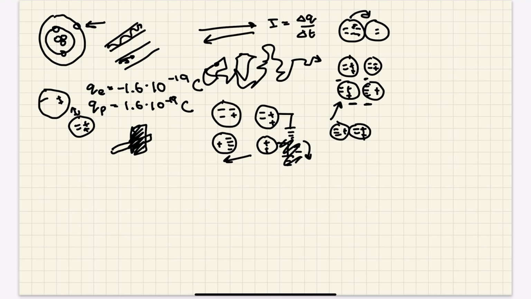So you can use different methods for different results. If you want the same charge, you have to do it through conduction. If you want opposite charges, it depends on what you start with. If you start with two neutral objects, you can do friction. If you start with one neutral, one charged, you have to do induction. So it's good to know those three different types.